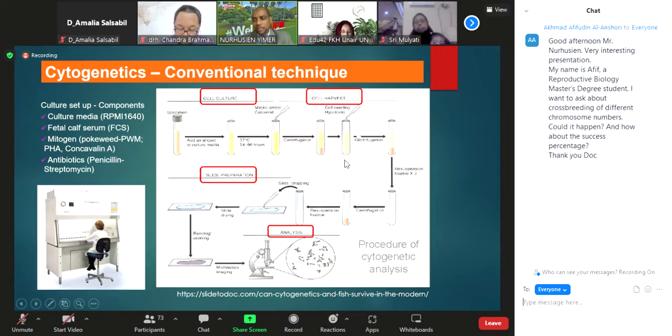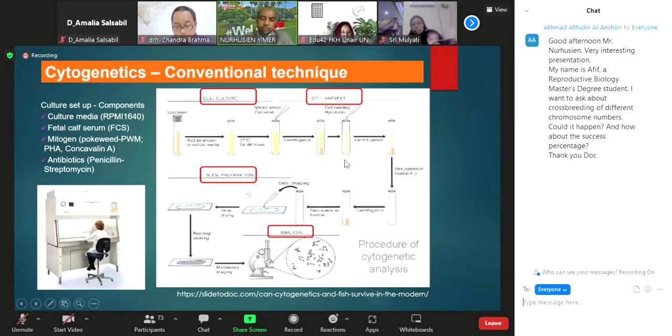Then after that, you need to centrifuge, separate it, and then add a hypotonic solution, usually KCl, potassium chloride. This hypotonic solution will help to swell the cells, and it will help the cell to burst and release the genetic component, that is the chromosomes, from the cell. You keep centrifuging and doing it multiple times, and you add a fixative into the solution to fix the chromosomes.